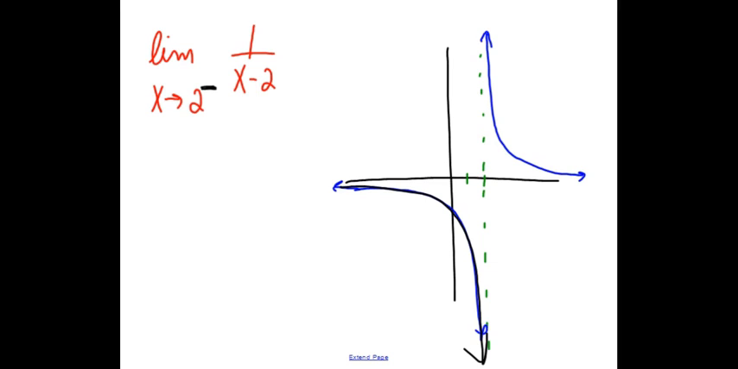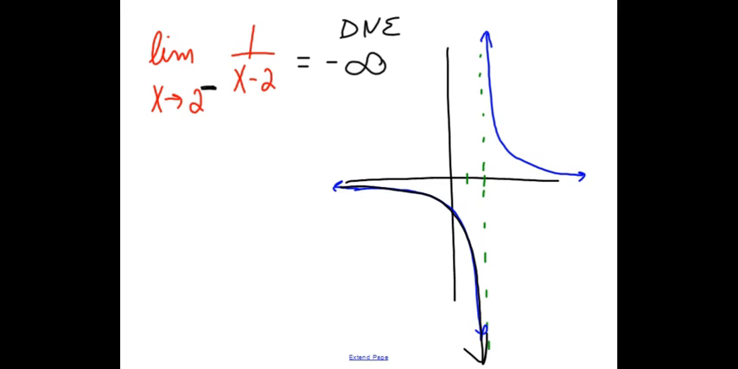Where's it going? What's the y value doing? Going to -infinity. And so the answer to this would be -infinity. Now, -infinity is not a number, and so technically, this does not exist. But a way of showing that it doesn't exist is to write -infinity.